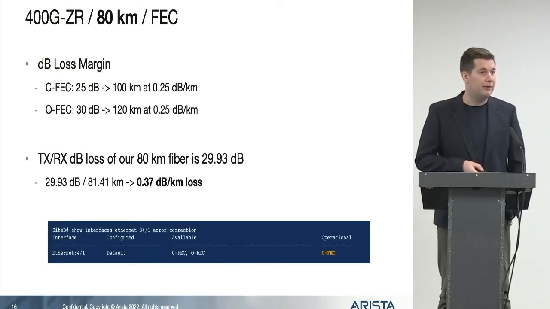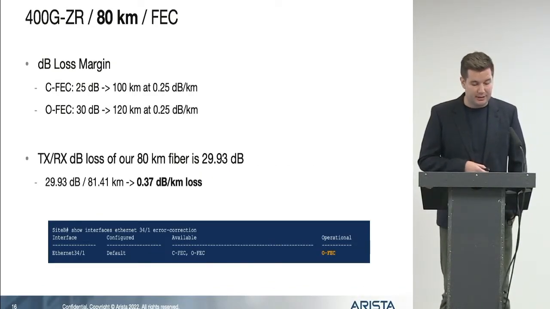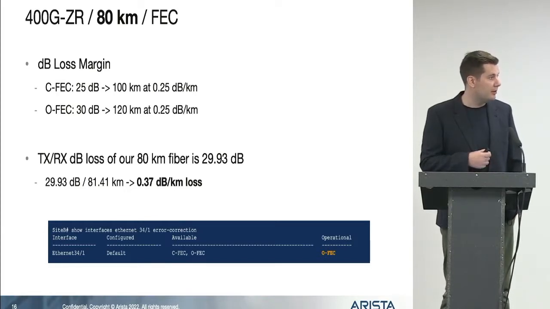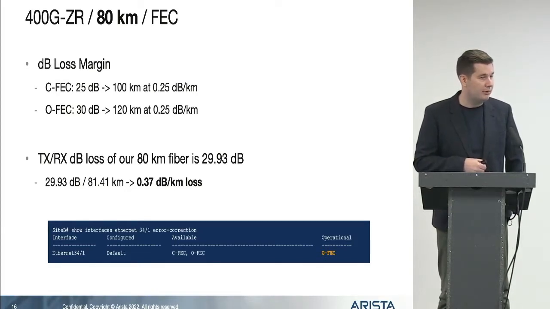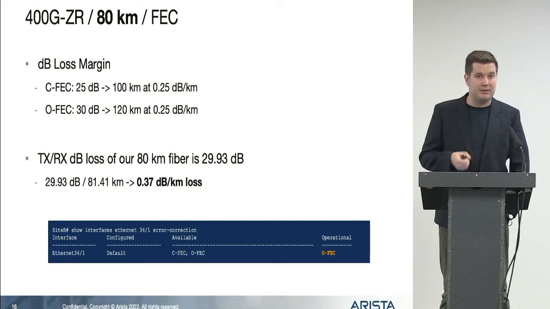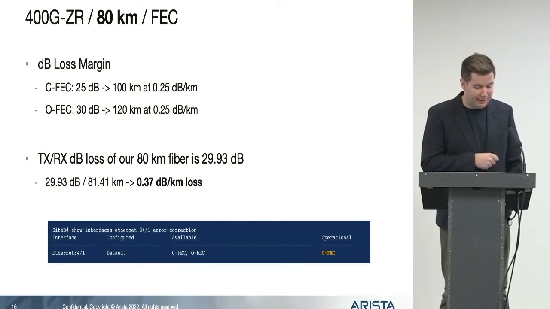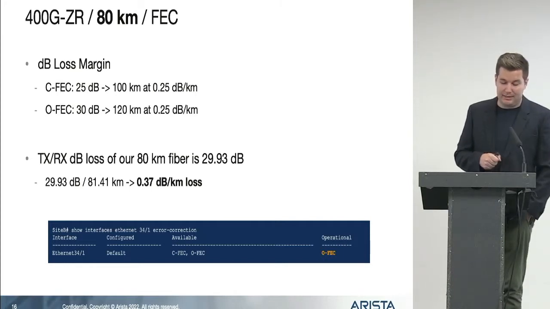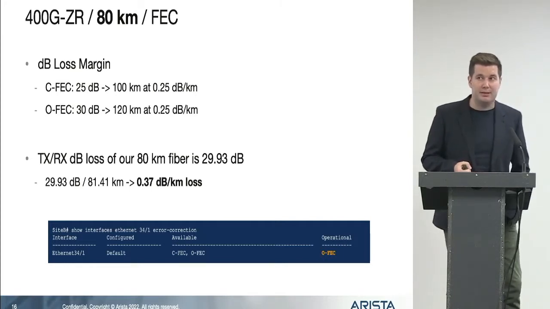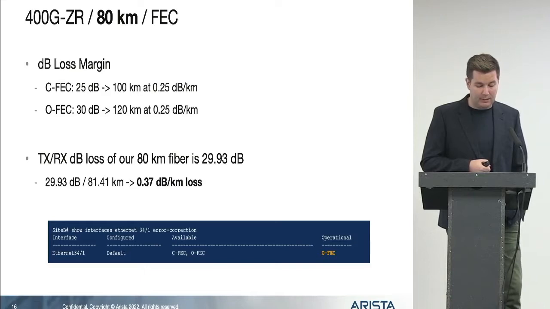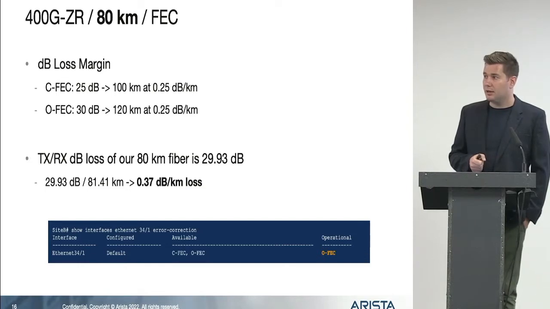So for that forward error correction, we do have certain loss margins. There are two types of forward error correction that we can run. They're both using forms of Reed-Solomon error correction. There's CFEC and OFEC. CFEC is a bit less tolerant, so you probably want to use that for shorter links. So that's 100 kilometers at 0.25 dB per kilometer of loss, for a total of 25 dB loss threshold.